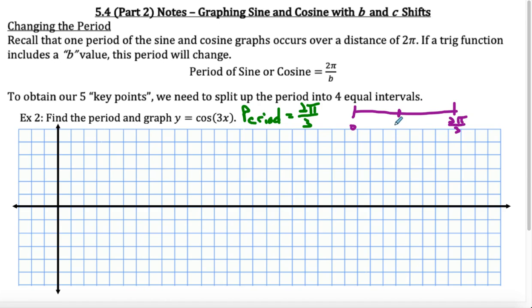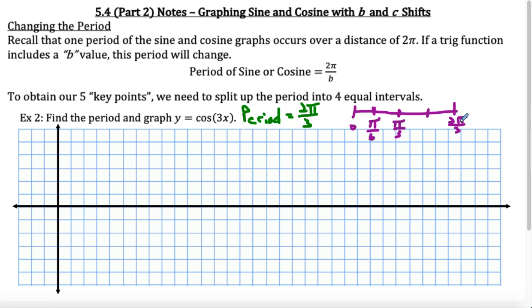So that would be 2 pi over 6 or just 1 pi over 3, right? Hopefully that makes sense. Half of 2 pi over 3 is 1 pi over 3. Then we'll take half of each of those intervals. So from 0 to pi over 3, again, if I take the average, that'll be the middle point. So 0 plus pi over 3 would be pi over 3, divided by 2 would be pi over 6.